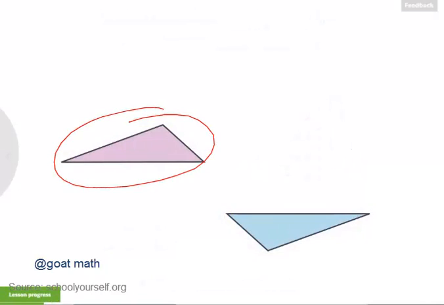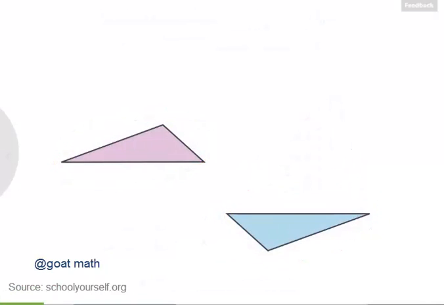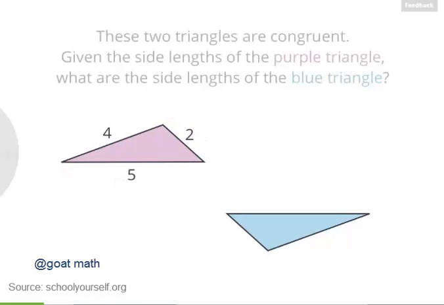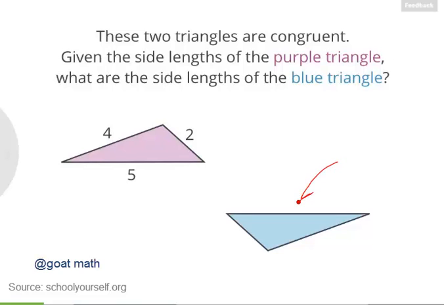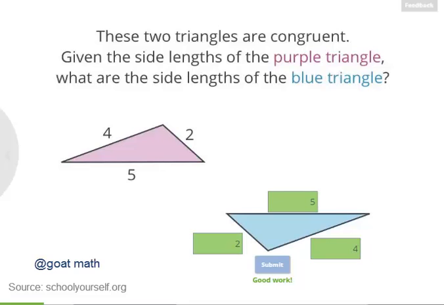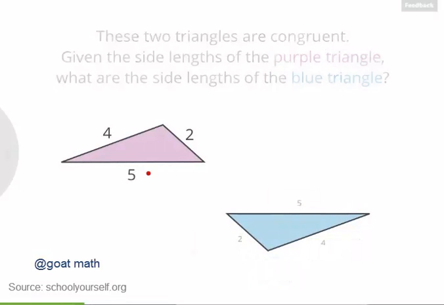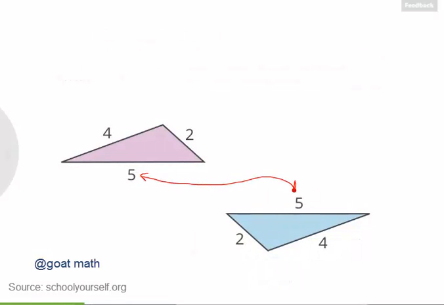Exactly right. This purple triangle and this blue triangle are congruent to each other. Suppose I tell you the side lengths of the purple triangle. This side has length 4, this side has length 2, and this side has length 5. Then what are the side lengths of this congruent blue triangle? Nicely done. So the corresponding sides in the 2 congruent triangles have the same length.